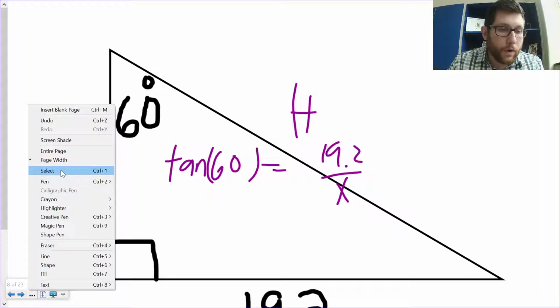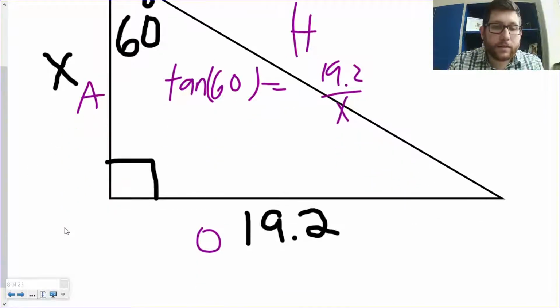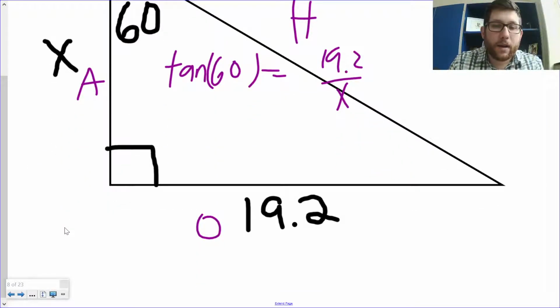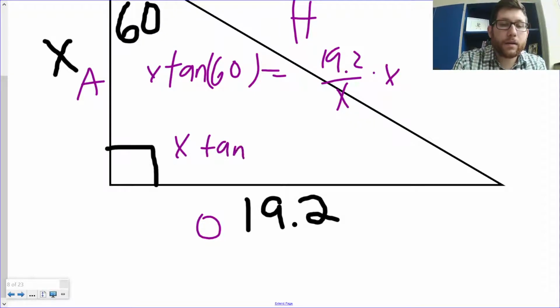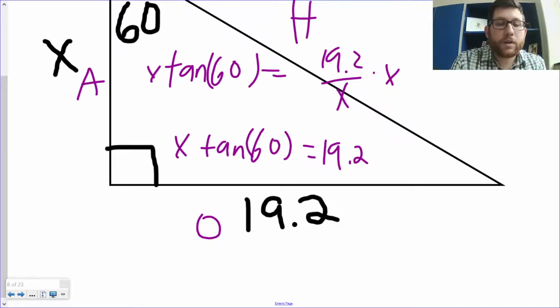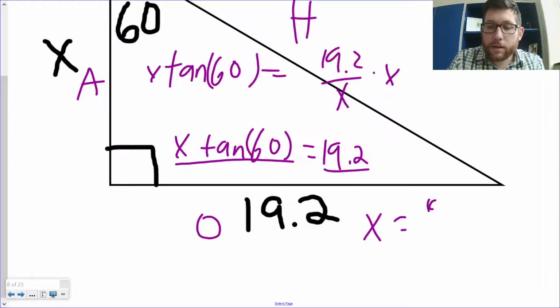What it means is that when I solve this problem out, I can't just multiply both sides by 19.2. Notice, I need to multiply both sides by X. So I get X tan 60 is equal to 19.2, because we're just doing some algebra here. So I'm going to divide both sides by tan 60, so I end up with X is equal to 19.2 divided by tan 60.